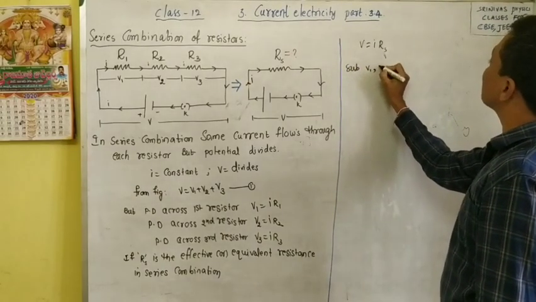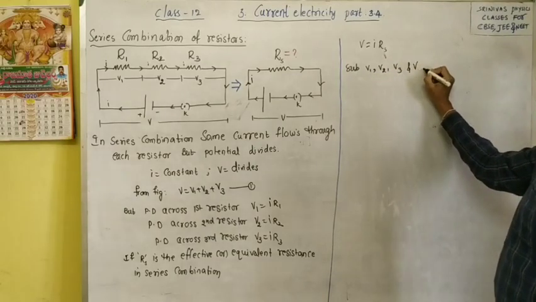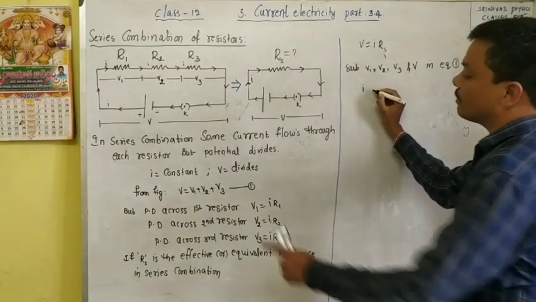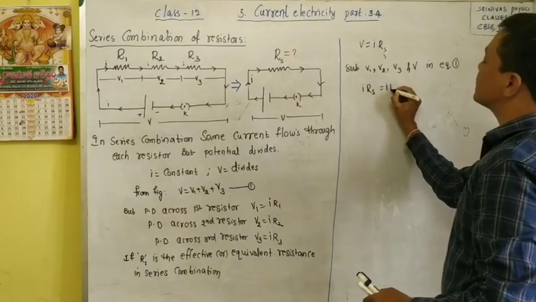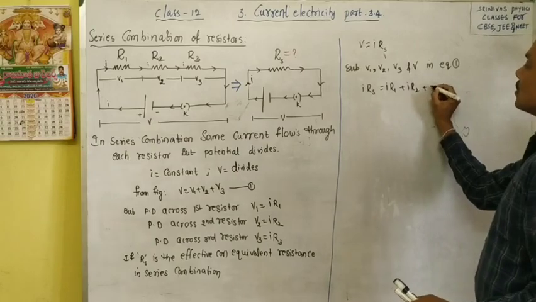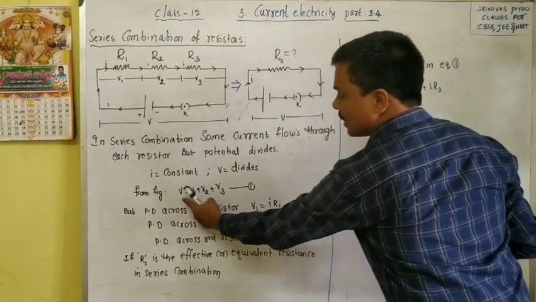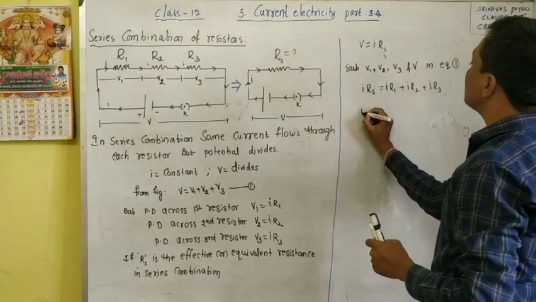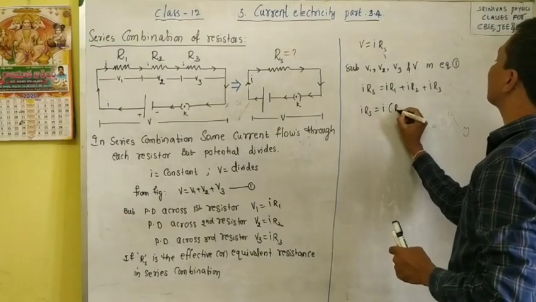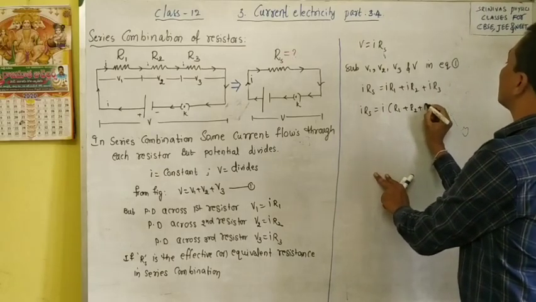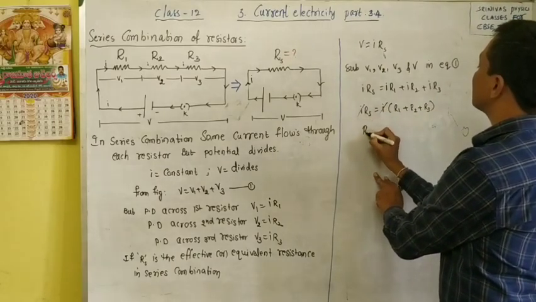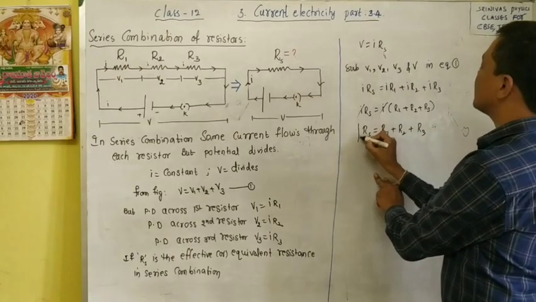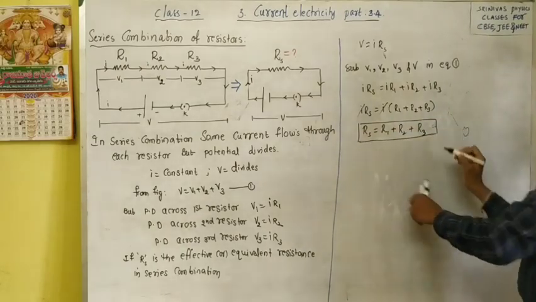Now substitute V1, V2, V3 and V in equation 1. Now we will get V is IRS, V1 is IR1, V2 is IR2, V3 is IR3. V is the total voltage, I the total current, RS the total resistance. Now I is common on the right side. Then R1 plus R2 plus R3 we will get. This I will cancel. Then we will get RS is equal to R1 plus R2 plus R3. This is the formula to find out the effective resistance in series combination.